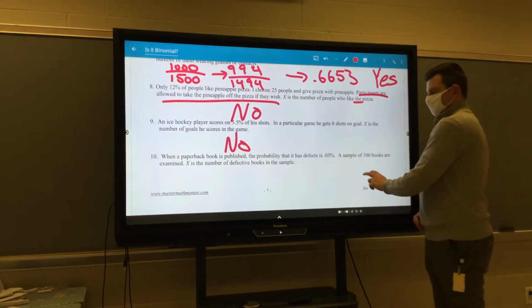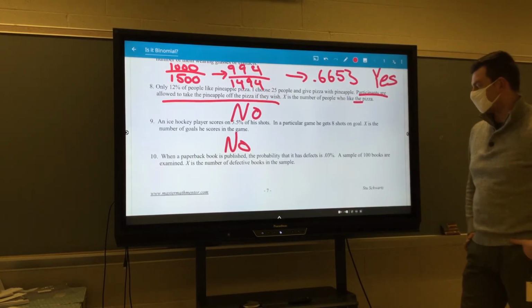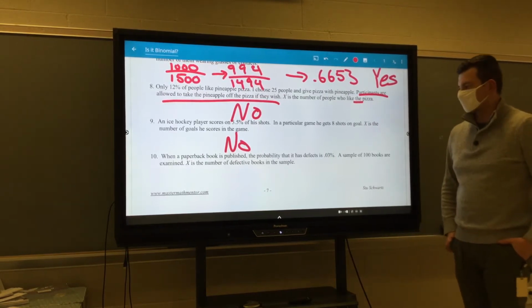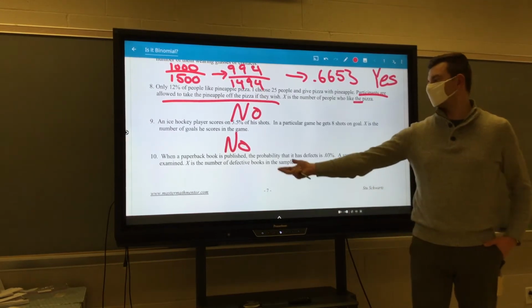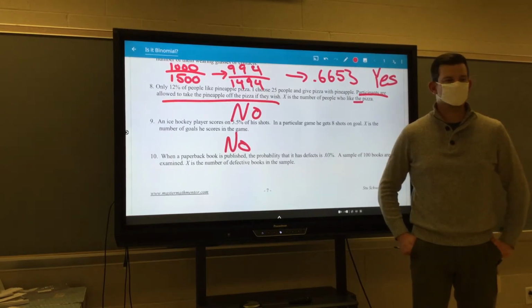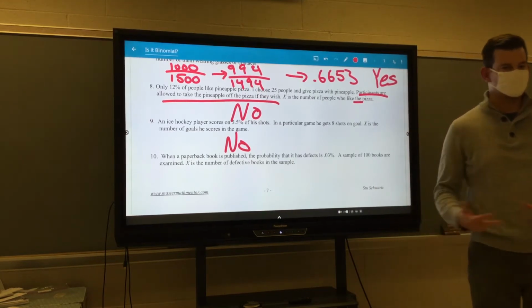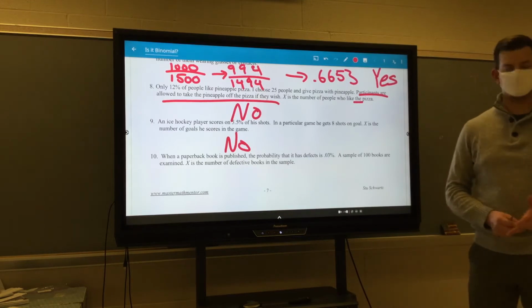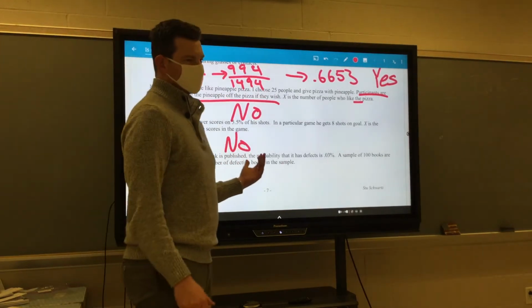All right, lastly, number 10, when a paperback book is published, the probability it has defects is 0.03%. A sample of 100 books are examined. X is the number of defective books in the sample. I'm kind of interested. What did you guys feel on this, if you got to number 10? Yes, it is binomial. No, it's not. Silence, indifference. I see both sides of this one.